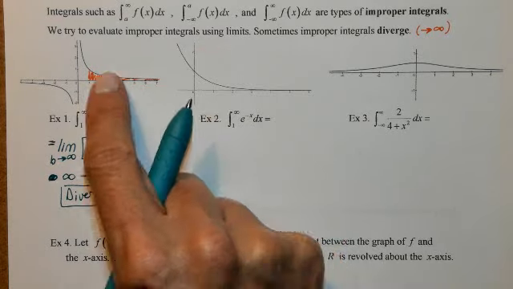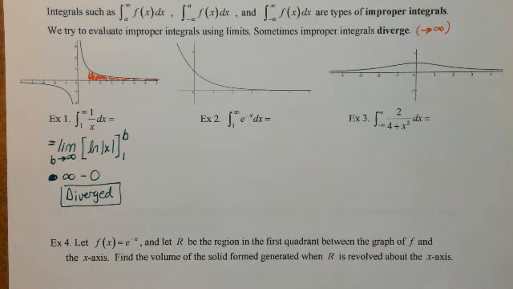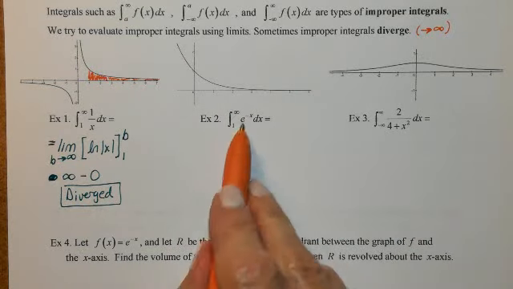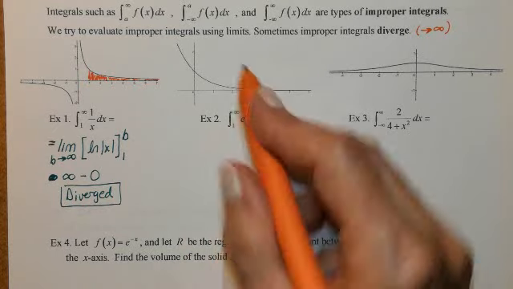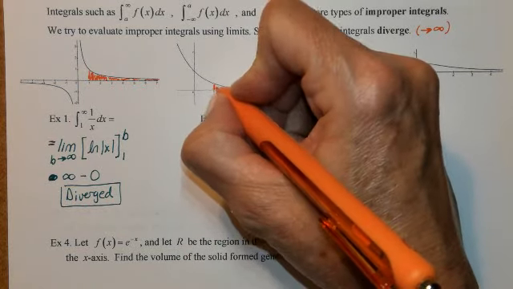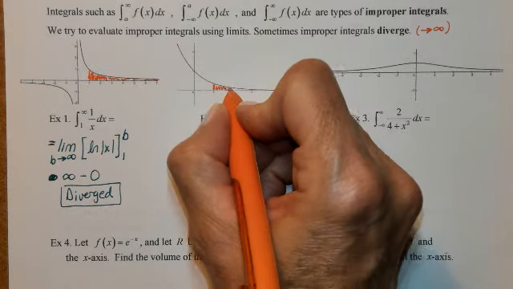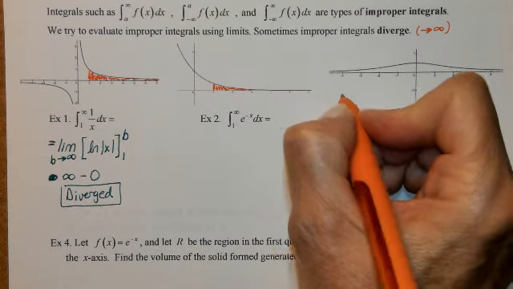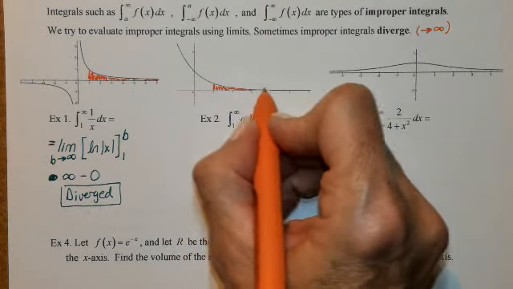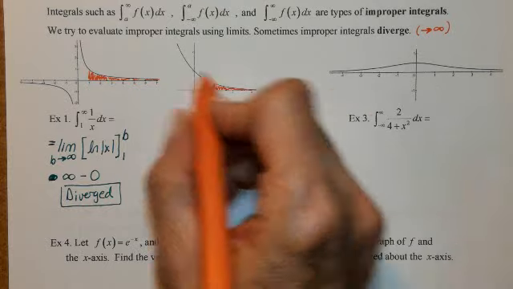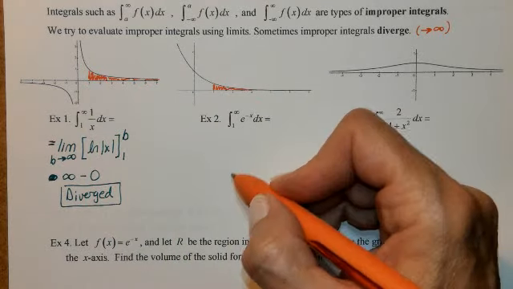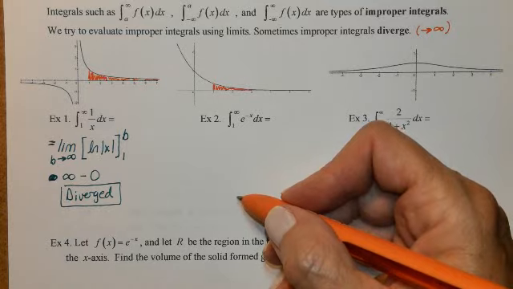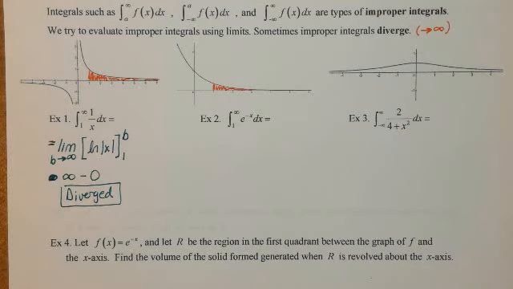So this had an infinite area underneath it. Let's take a look at this one. This one looks a little similar: e to the negative x from 1 to infinity. This curve will never hit the x-axis, so just like the last curve never hit the x-axis, maybe this diverges as well, or maybe it doesn't. Maybe this one is different. We're going to find out.